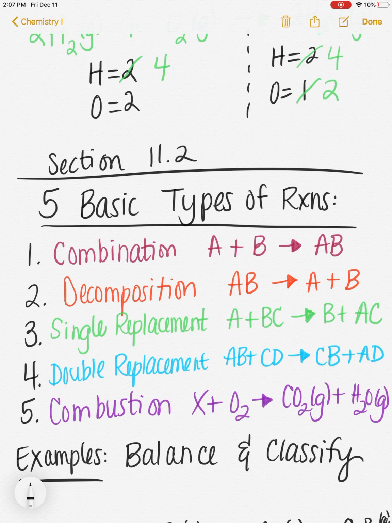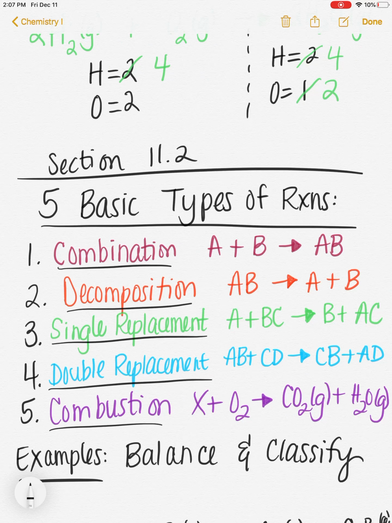In section 11.2, 5 basic types of reactions are discussed. The 5 types are combination, decomposition, single replacement, double replacement, and combustion. So I have now given you a general form for each of these. In a combination reaction, you take A plus B, so 2 substances, and react them together to form 1 new substance. So your telltale sign that this is combination is on the right side of the equation, you're only going to have 1 substance. Decomposition is the opposite. You start with 1 substance and you break it down into A plus B.